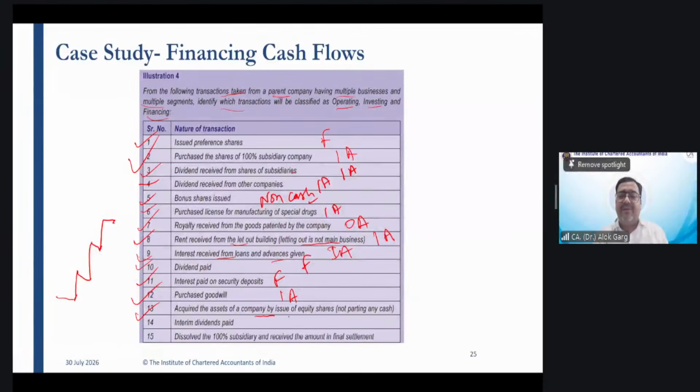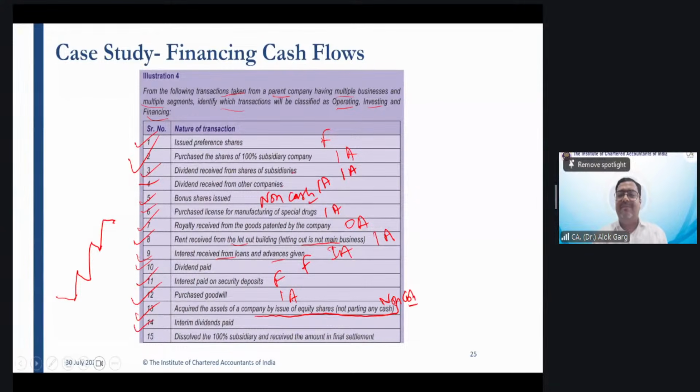Acquired the asset of a company by issue of equity shares, not parting with any cash. The company has acquired the asset in barter, and has issued shares. The company has not paid any money. Is it operating, investing, financing? Had the company paid the money, it would be an investing activity, but here it is a non-cash item.